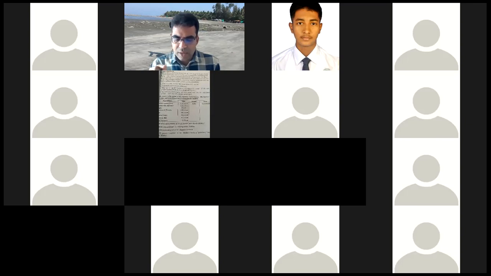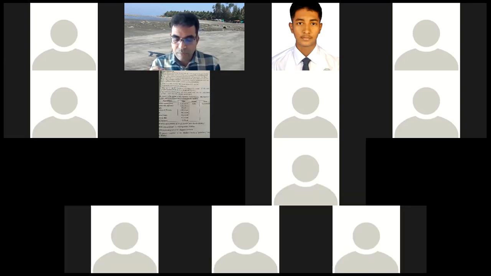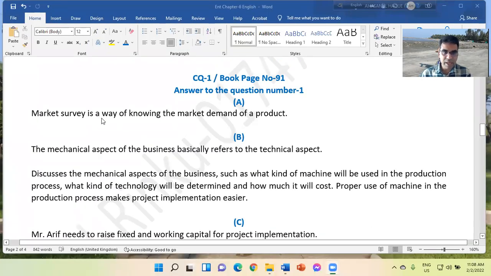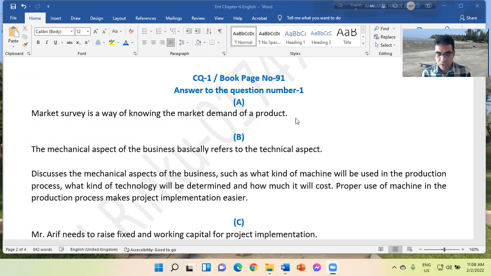The market demand of a product, market survey is called to know the market demand of a product. Market survey, what it is called? Market survey is called to know the market demand for a product. Okay, we are going to show the answer. Market survey is a way of knowing the market demand of a product, or what will you write? The market survey is called to know the market demand of a product. This is the answer of knowledge.